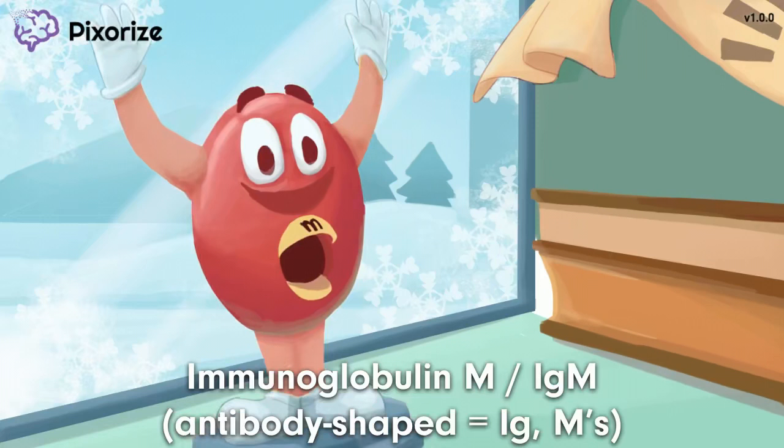Get it? The Y shape of the dispenser makes me think of antibodies or immunoglobulins, and the M's candy represents, well, the letter M, of course. Put this together, and you get IgM. IgM is one of the 5 major types of antibodies, or immunoglobulins. Let's explore the rest of this scene to learn what makes IgM different than other antibodies.